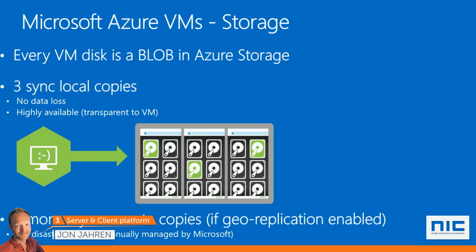In Azure VM, every VM disk is a Windows Azure storage blob, and we have 3 local copies of every VM disk that make sure that you have zero data loss and a highly available solution in regards to the VM disks. If you have geo-replication enabled, we will also have 3 more asynchronous remote copies in another data center. But by default, these local copies are in a local data center.